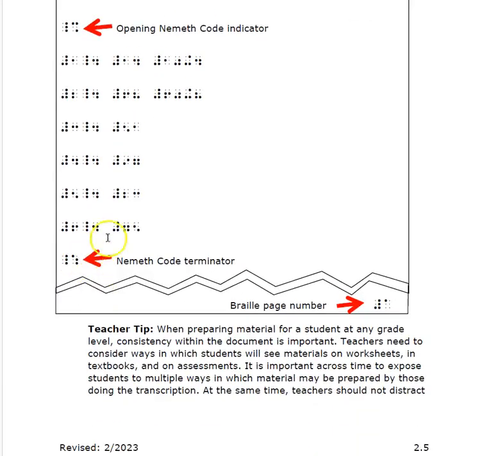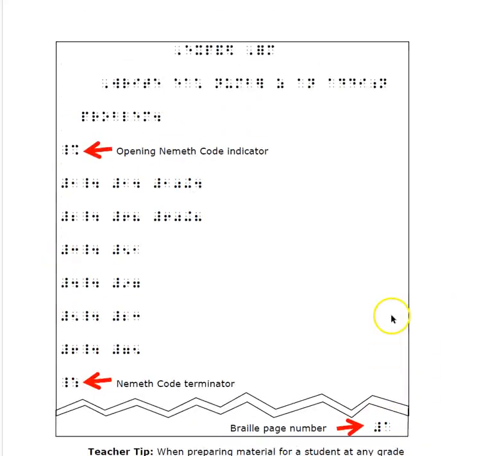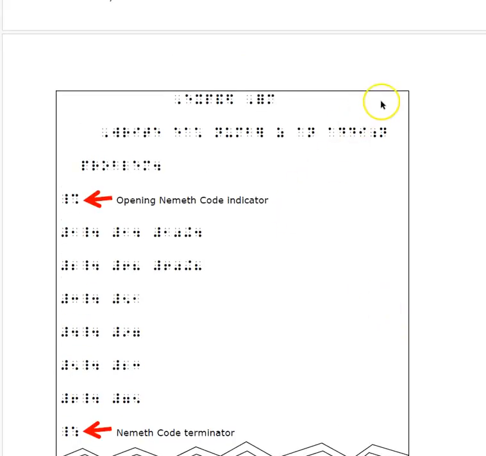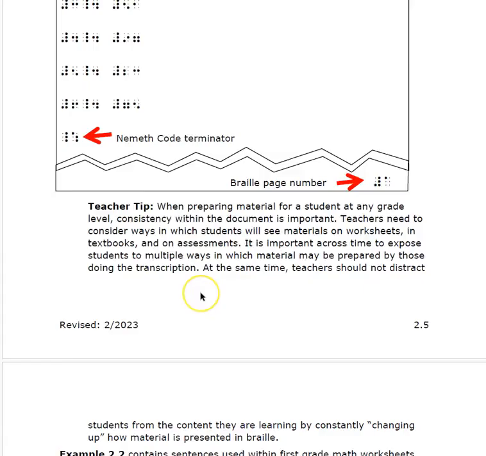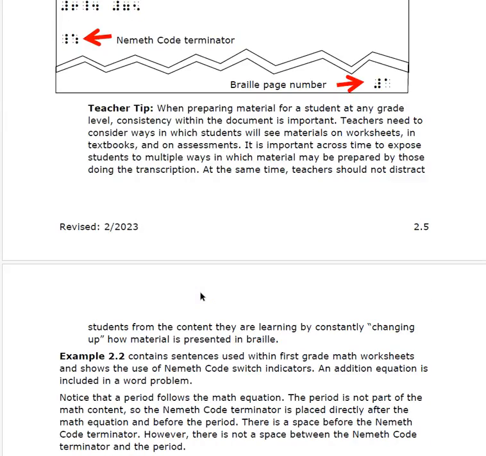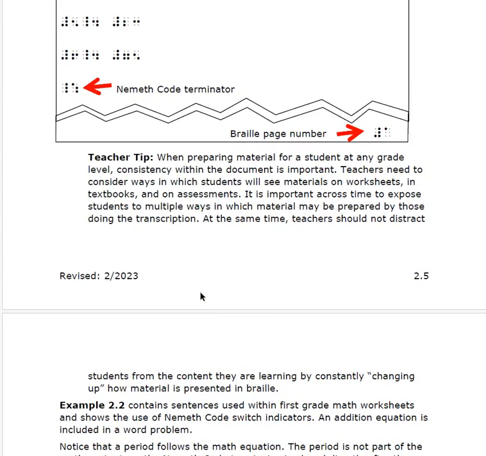Okay, and this page ended, and so you use the Nemeth code terminator. And on the bottom is the Braille page number. Okay, on the top you would put the print page number. Okay, be consistent within the document.